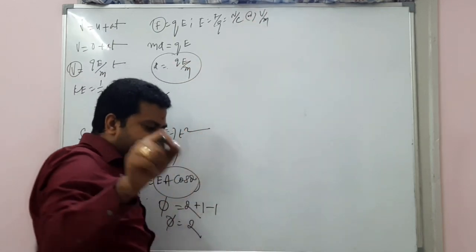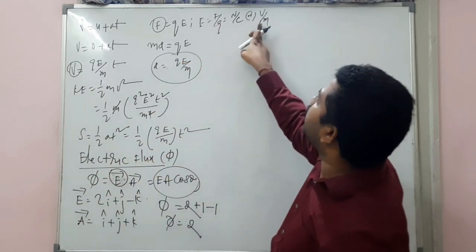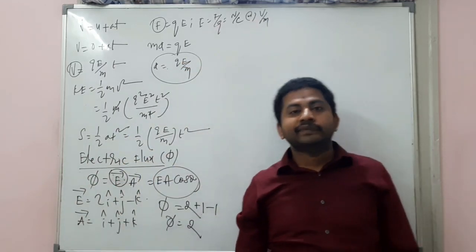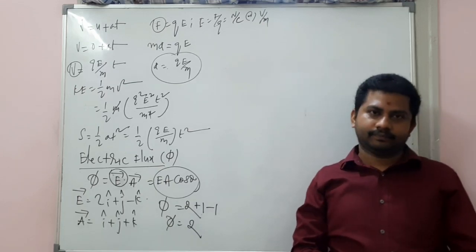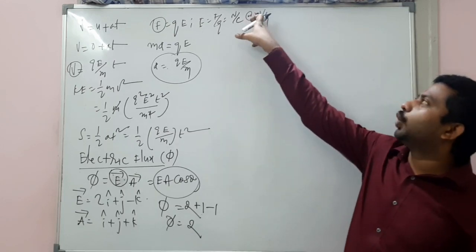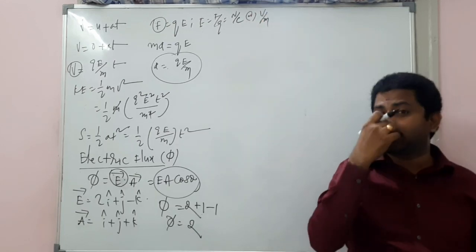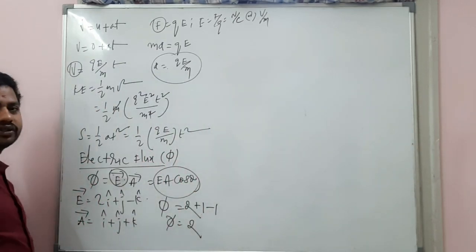Can anybody write in WhatsApp how you can write the electric field expression as V by m? From what formula do you get that the electric field SI unit is volt per meter? Just pause the video and write it in WhatsApp.